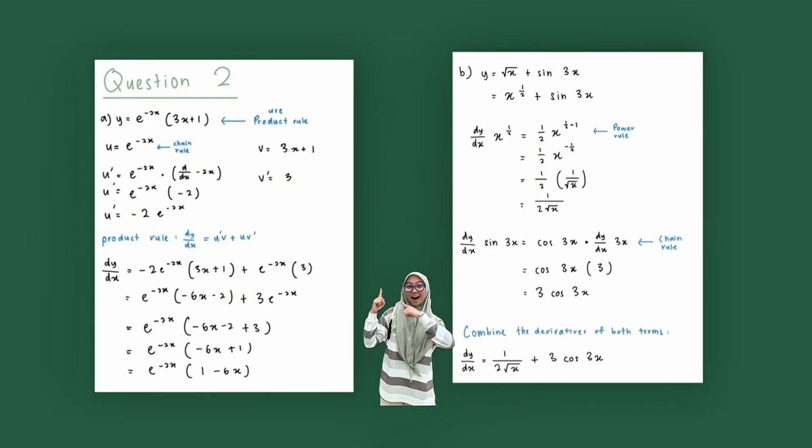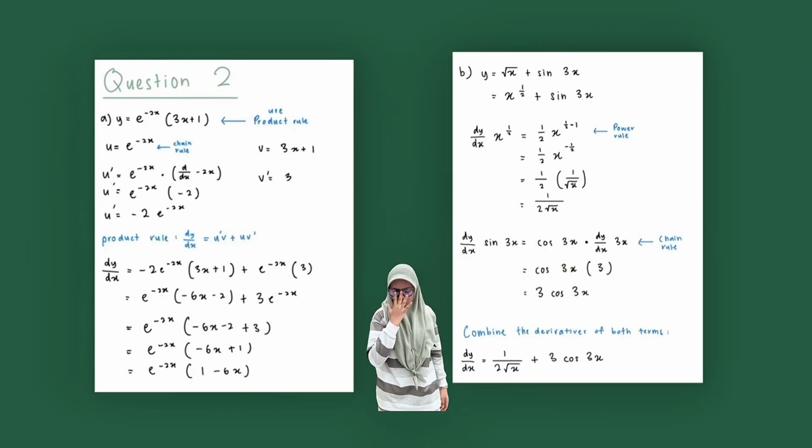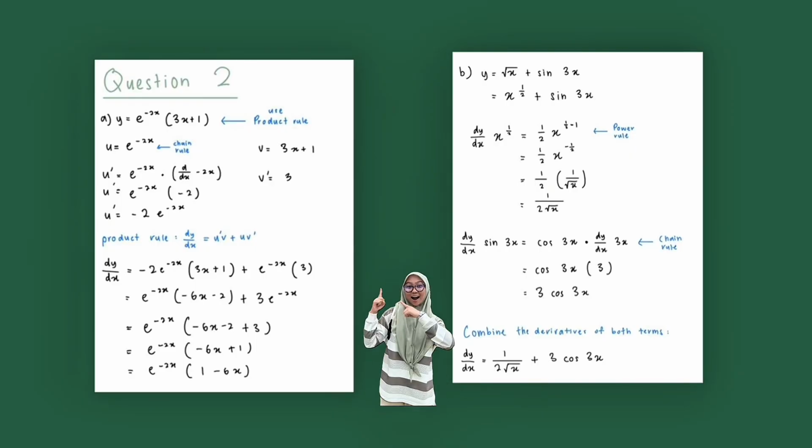Now, let's look at the next question. The equation that we need to solve is y equal to square root x plus sine 3x. From this equation, we need to turn the square root into the power of 1 over 2.